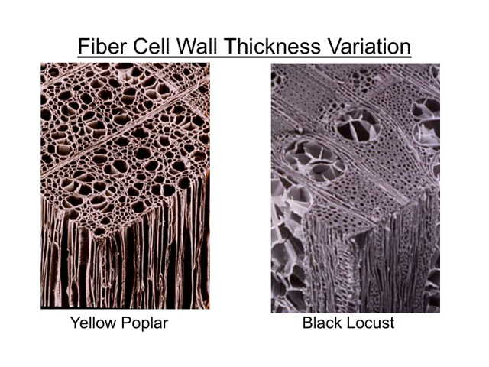Understanding these differences helps us appreciate how each species can be optimized for specific uses. This variation in cell wall thickness is an important factor in the overall performance of the wood and ties back to our broader discussion on wood properties and their practical implications.